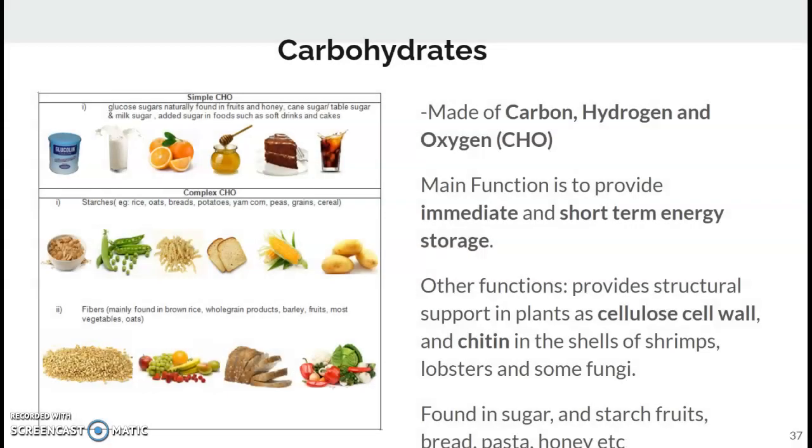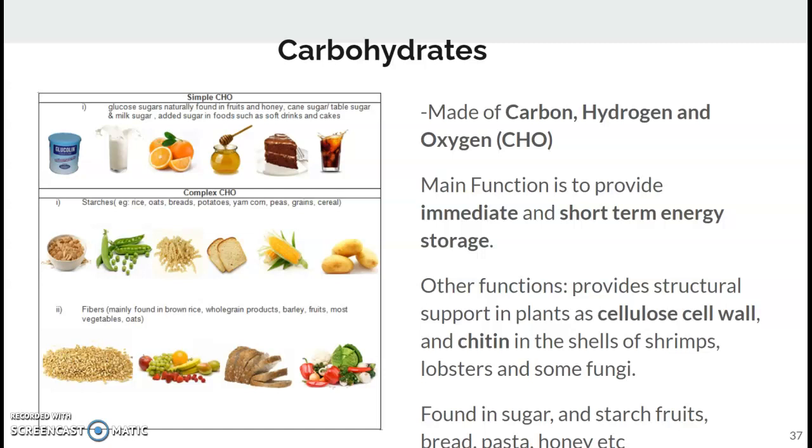Carbohydrates are one of our four major macromolecules. They're made up of carbon, hydrogen, and oxygen. Their main function is to provide immediate and short-term energy storage. So the energy that you need right now and the energy that you'll need in the short term. So it is used for storage, but short-term energy storage. Other functions, it provides structural support. So for example, in plant cell walls, it's made up of cellulose, and that's a carbohydrate, right?